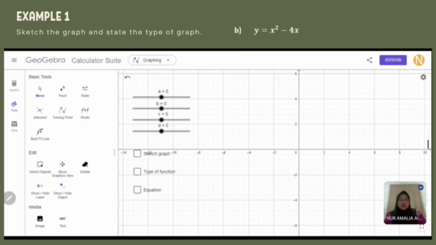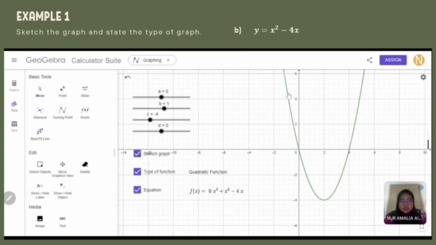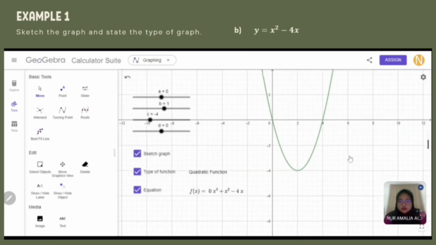Okay, so the next question asks for x squared minus 4x. So x squared is a quadratic function. We move the slider B here to 1, and the x coefficient is minus 4, and D is 0. Yes, so as we look here, x squared minus 4x. And the type of function is a quadratic function. It is a smile graph here.